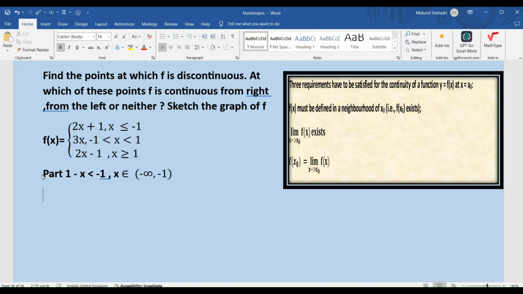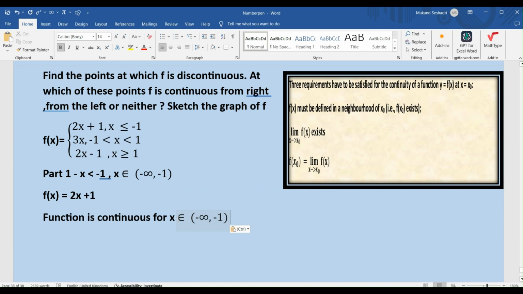And so for x less than minus 1, what is our f of x? Our f of x is 2x plus 1. This is a linear polynomial which we know is continuous for x belonging to R, and therefore for x belonging to the open interval minus infinity to minus 1, this function is continuous. The function is continuous for x belonging to minus infinity to minus 1.